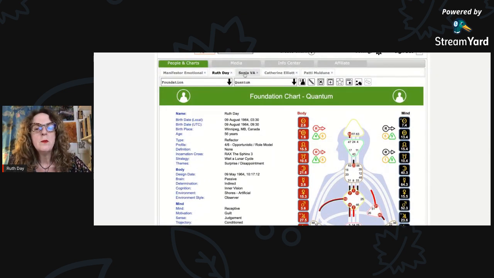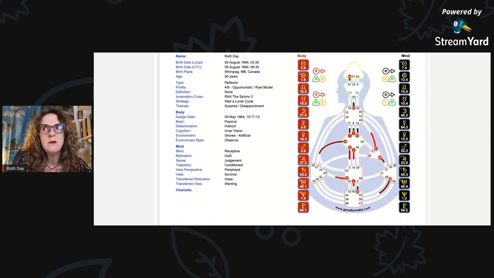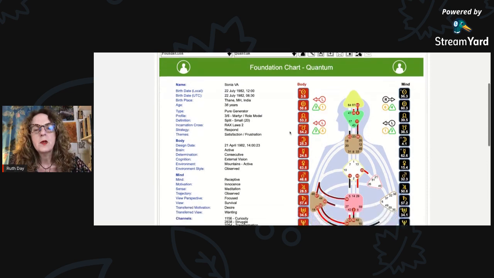And reflectors are about 1% of the population. And the handy thing about reflectors is we tend to reflect back what's in front of us. So you can often see yourself in a reflector. All right, now here's Sonia.